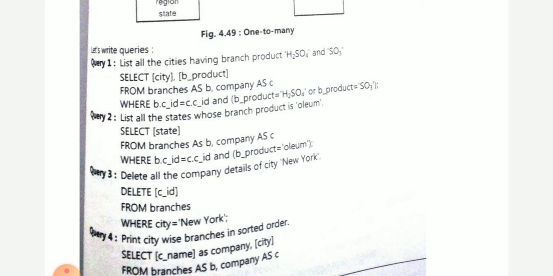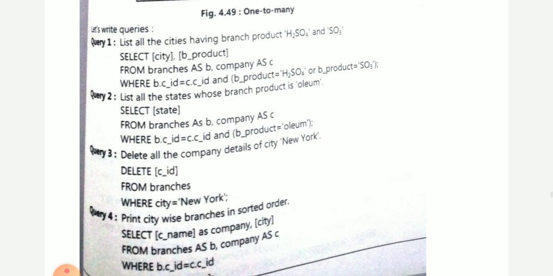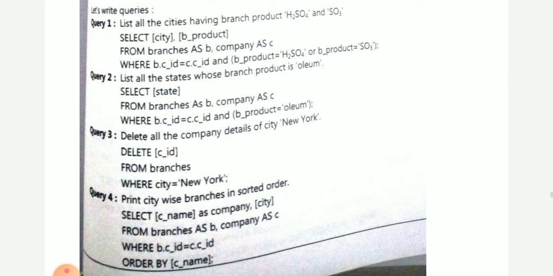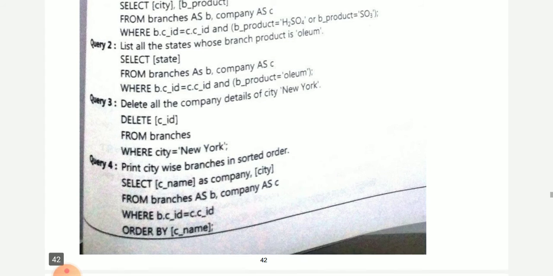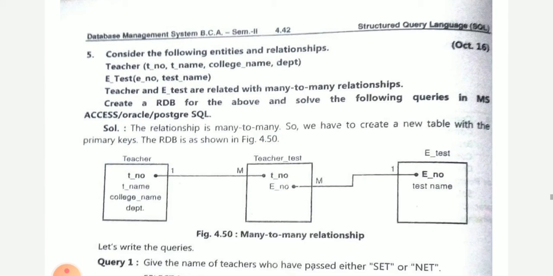Okay, list of all states whose branch product is oleum. Then select state from branches as B, company as C, where B.C ID is equal to C.C ID and B product. This query can return these results. Okay, all these queries we have to see at the time of practical.